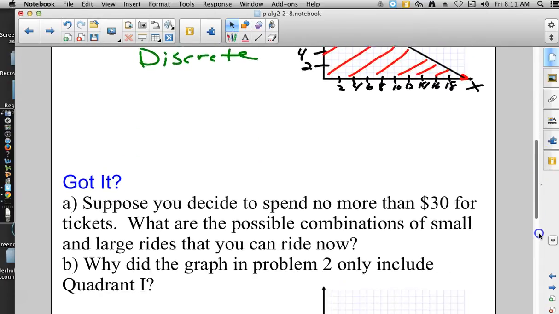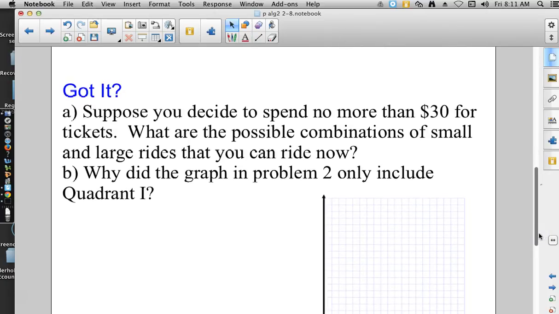So down here, it says, suppose you decided you're going to spend no more than $30 for tickets. What are the possible combinations of small and large rides that you can ride? And then we already talked about the quadrant 1 piece. So here's what I would like to put out there for you. I'm not sure we need to do another one of these. So tell me how you're feeling about the word problem with the rides. 4, 3, 2, 1, 0, show me on the word problem with the rides. Okay, then we won't do another one.